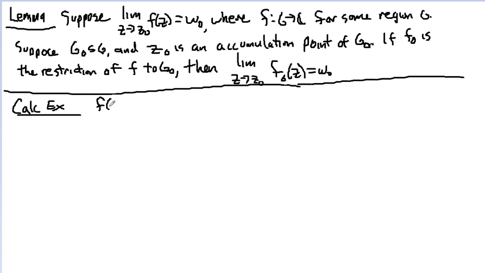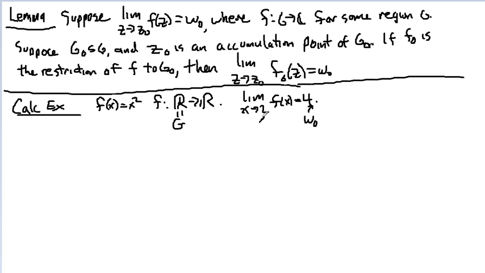I'm going to give you f of x equals x squared, where f goes from the real numbers to the real numbers. In other words, G is equal to the real numbers. C becomes R because this is a calculus example. We also know that the limit as x approaches 2 of f of x equals 4. So there's my w naught, and there's my z naught. Then I'm going to let G naught equal, let's just look at the positives.